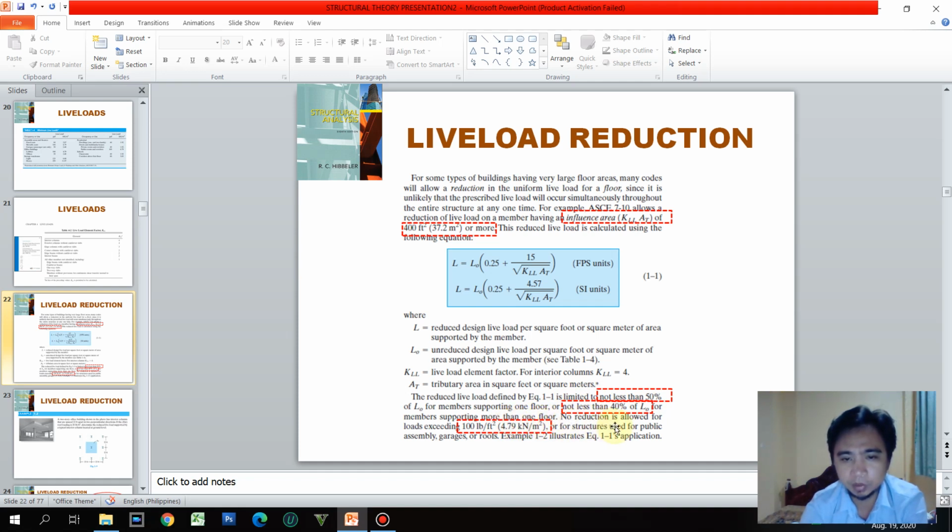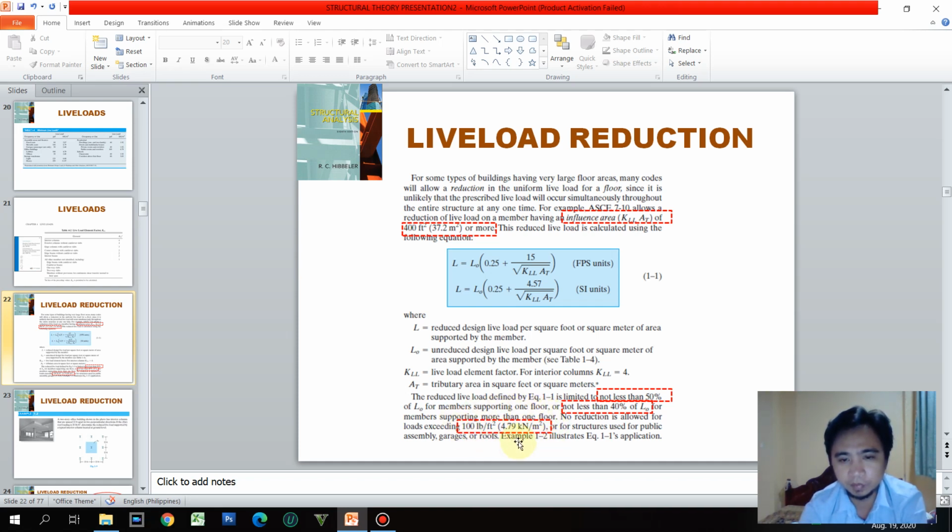No reduction is allowed as well for loads exceeding 400 pounds per square foot or PSF, or 4.79 kilonewton per square meter in English or SI units. I think this is the limit. We should not reduce if the value is equal to or greater than this value.